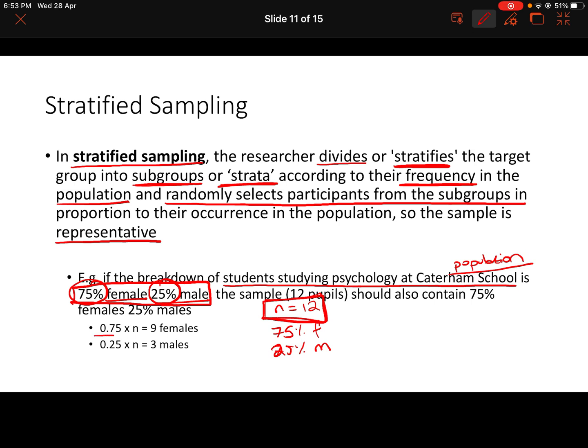So this is how we do that. We take 75% or 0.75 times n, times 12. We end up with 9 females, and 25% times 12 is 3 males. 9 plus 3 equals 12. So in our sample of 12 pupils, we have 9 girls and 3 boys. And we can see in that case that our sample represents our population. We've got the same proportion of participants from each subgroup in our sample as occur in the population, which means it's likely that we're going to be able to generalize.